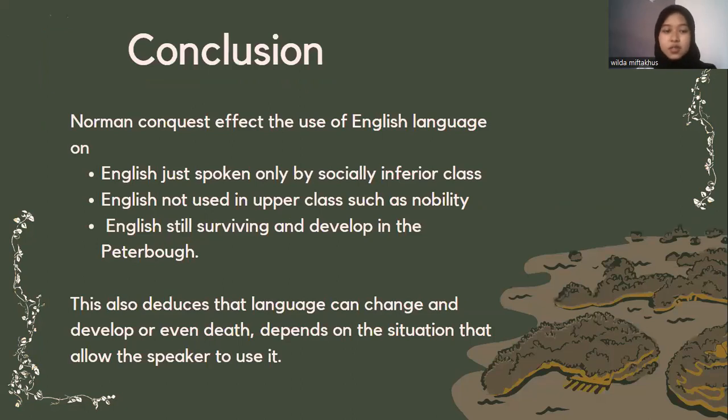And we have arrived at the conclusion slide. The Norman conquest affected the use of the English language: English was spoken only by the socially inferior class and not used in the upper class, and English still survived and developed in a better path. This also teaches that language can change and develop or even die. It depends on the situation that allows the speaker to use it.